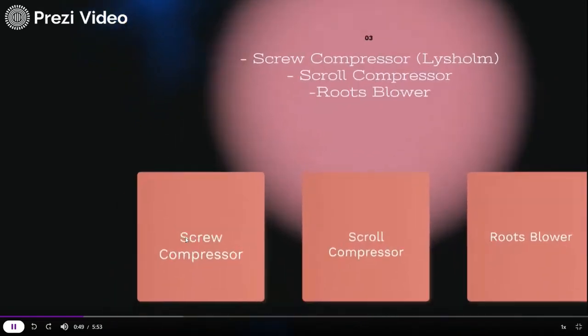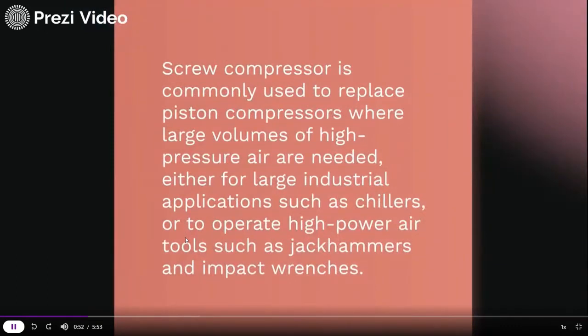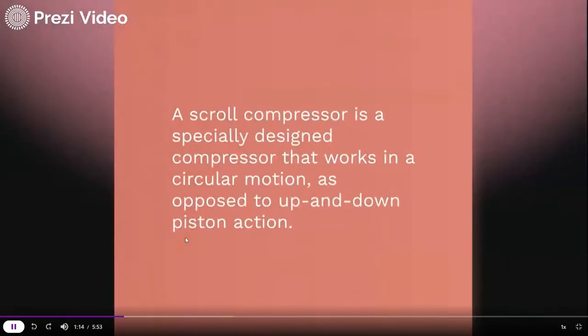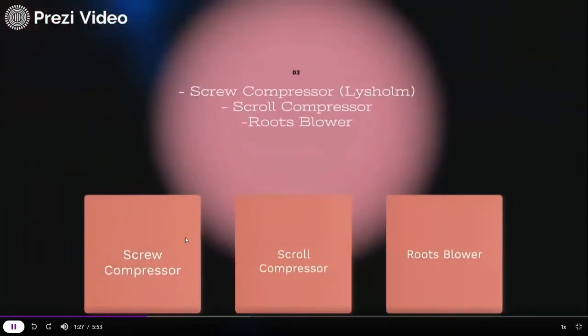Okay, the screw compressor is commonly used to replace the piston compressor where a large volume of high pressure air is needed, either for large industrial applications such as chillers or to operate high power air tools such as a jackhammer and impact wrench. Okay, the next one is the scroll compressor. The scroll compressor is a specially designed compressor that works in a circular motion as opposed to up and down piston action.